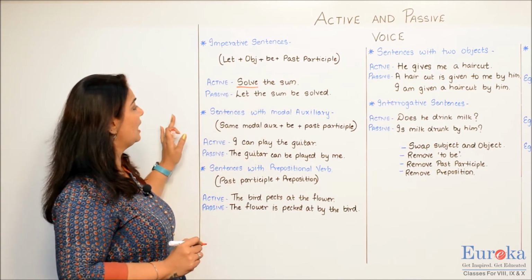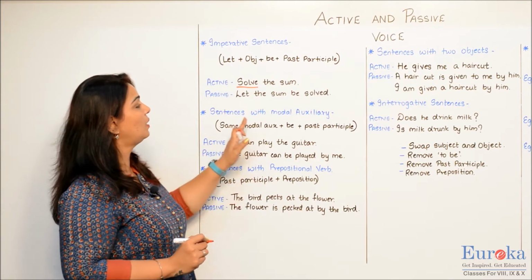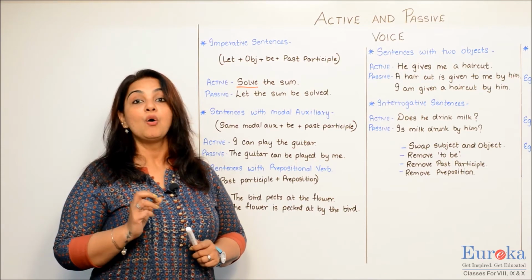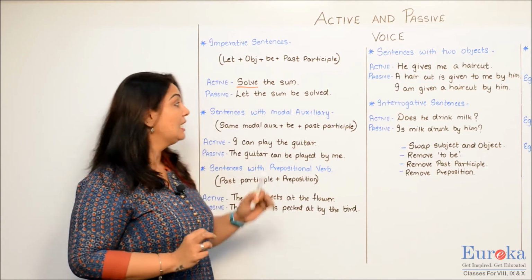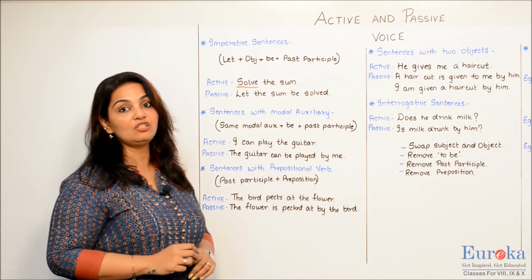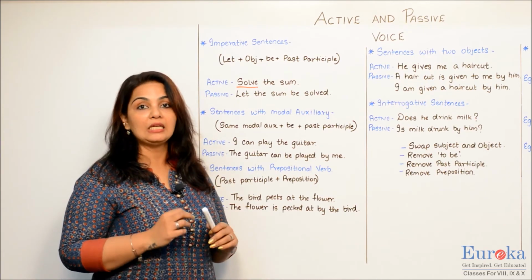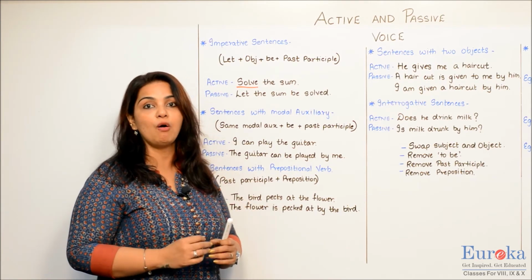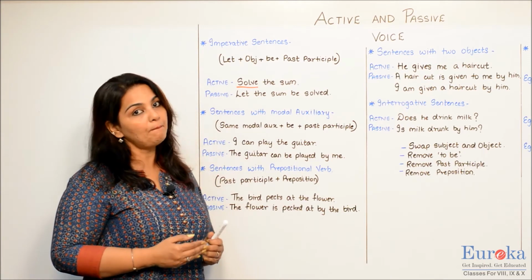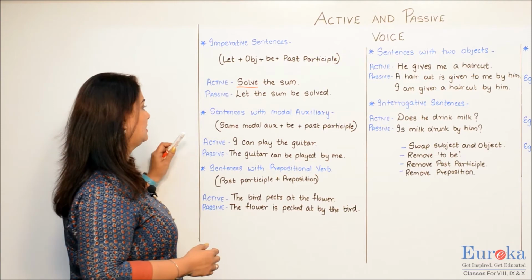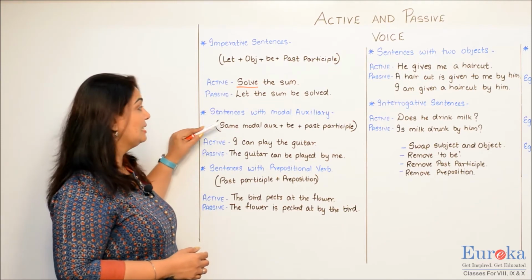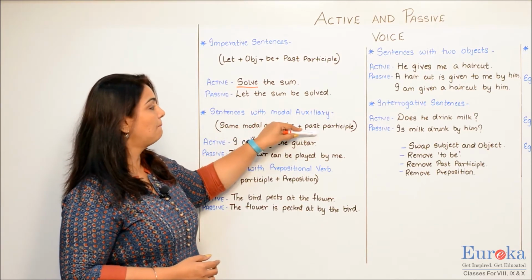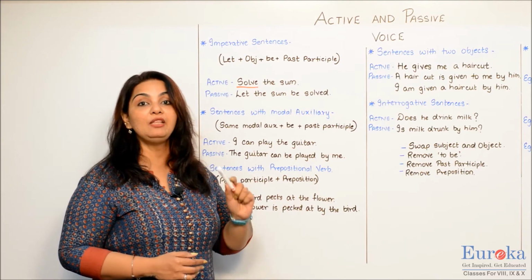So now let's look at the other one which is known as sentences with modal auxiliaries. Now modal auxiliaries are known as helping verbs. Over here these modals will not change their form. So when they are there in an active voice, you will be retaining the same form and bringing them down into the passive voice. So let's see how that is done. So the formula for that is same modal auxiliary plus be plus past participle of the main verb.